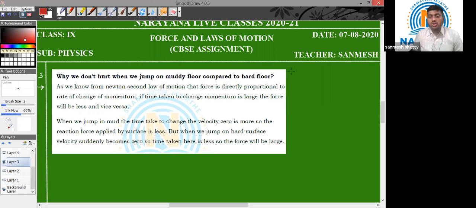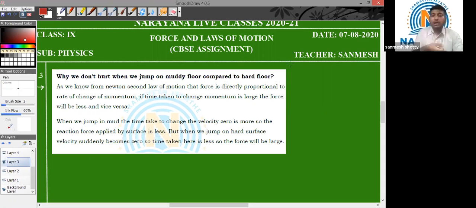So if the velocity is changing by higher magnitude in shorter period of time, the force will be more. Yes or no? If the velocity is changing by higher magnitude in a less amount of time, then the impact will be more, the force will be more. But when we jump on the muddy floor, our velocity is changing, but it is changing slowly. That's why the impact will be less, the force will be less.